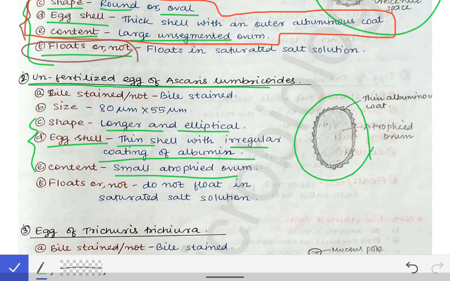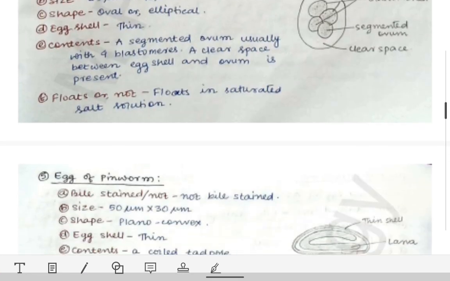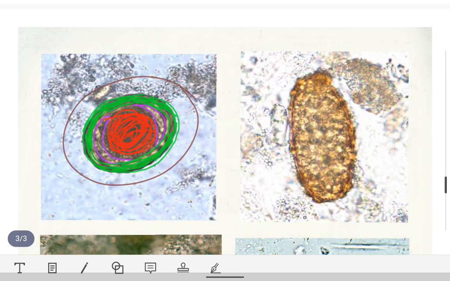Now come to the other three things, that is whether it is bile stained or not. It is a bile stained egg. Then come to the size. The size is 80 micrometer into 55 micrometer. And then whether it floats or not. It does not float in the saturated salt solution. Now let's see it in the real picture, whether all these features match or not.